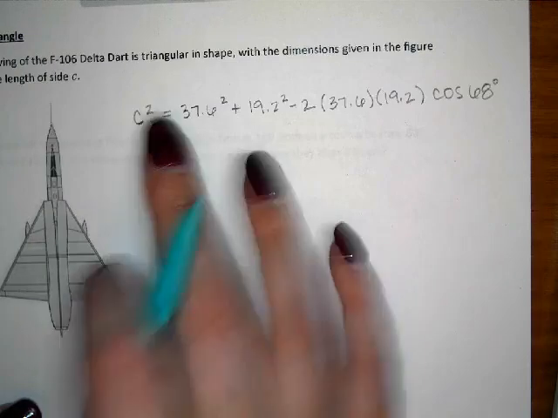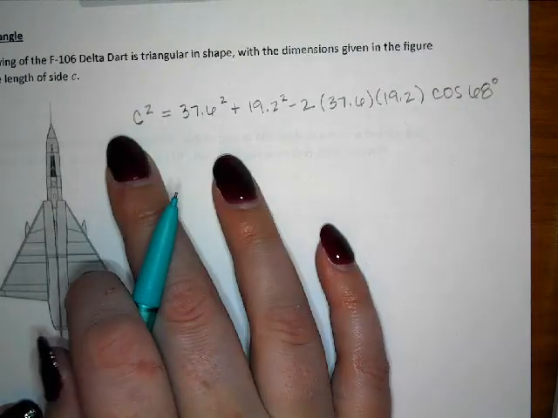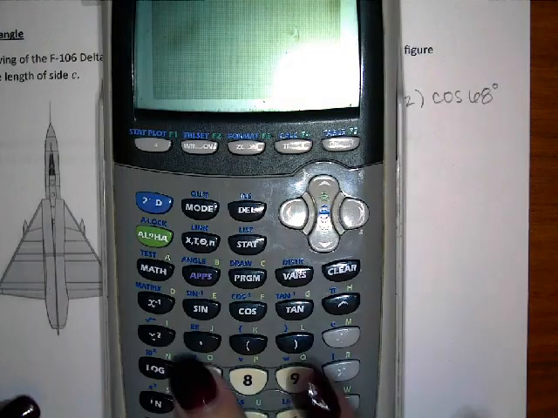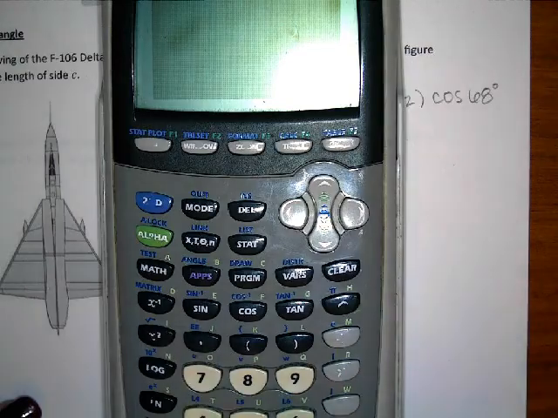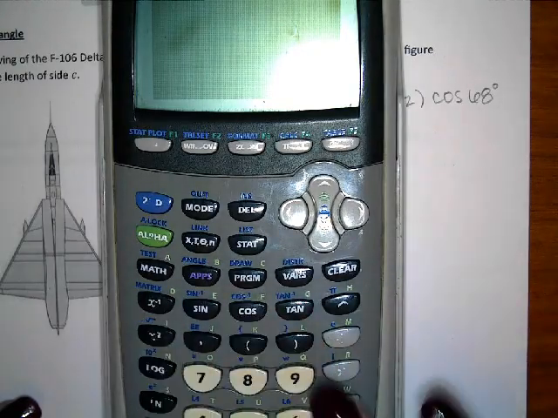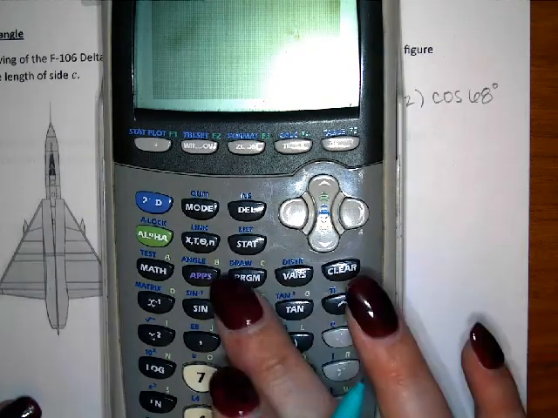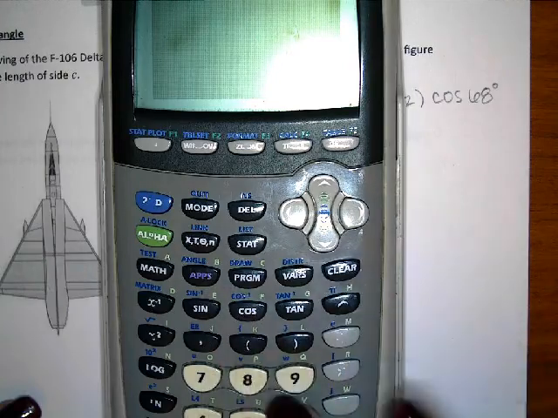All right, this is probably the simplest thing to solve for, a missing side. You just have to plug in everything and then square root it. So 37.6 squared plus 19.2 squared minus 2 times 37.6 times 19.2 times cos of 68.